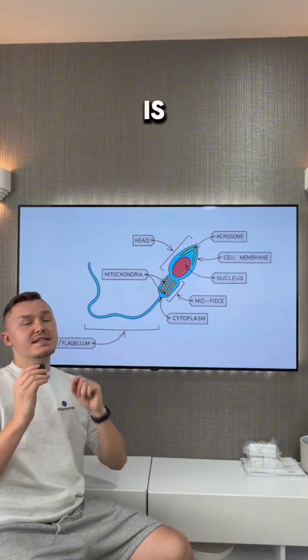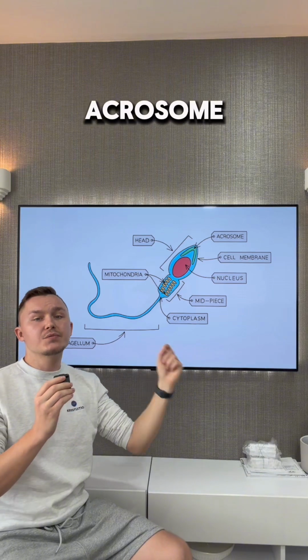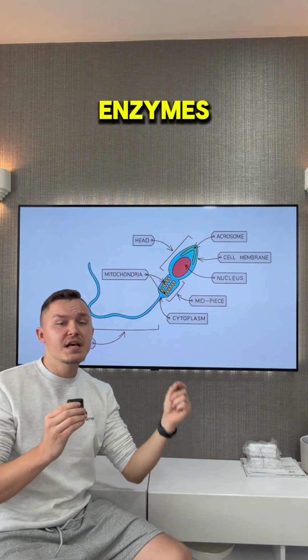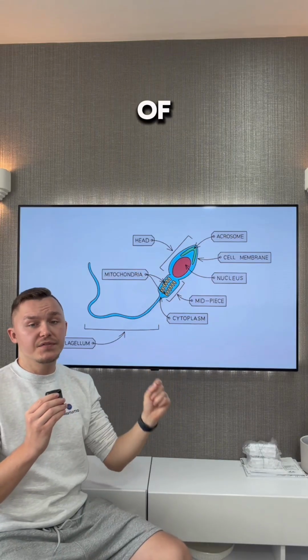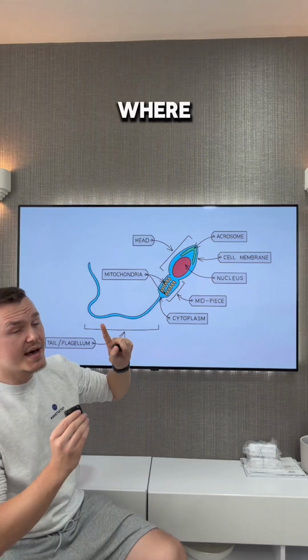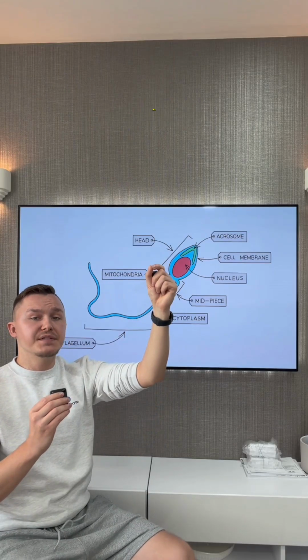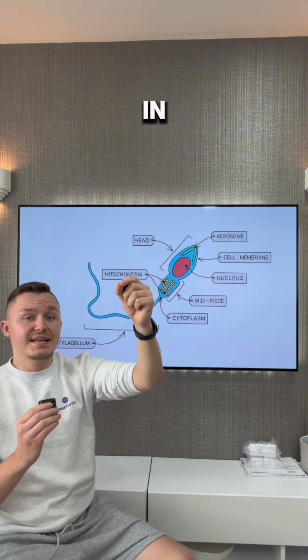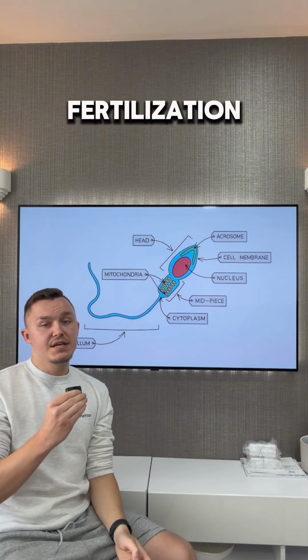This specialized cell is a sperm cell, and at the tip of the head we can see that there is an acrosome. The acrosome contains digestive enzymes which help to break down, digest the outer layer of the egg cell, which is necessary for fertilization, because that's where the nucleus of this sperm cell provides the haploid set of DNA to the haploid set in the egg cell, allowing for the fusion of those and therefore fertilization to take place.